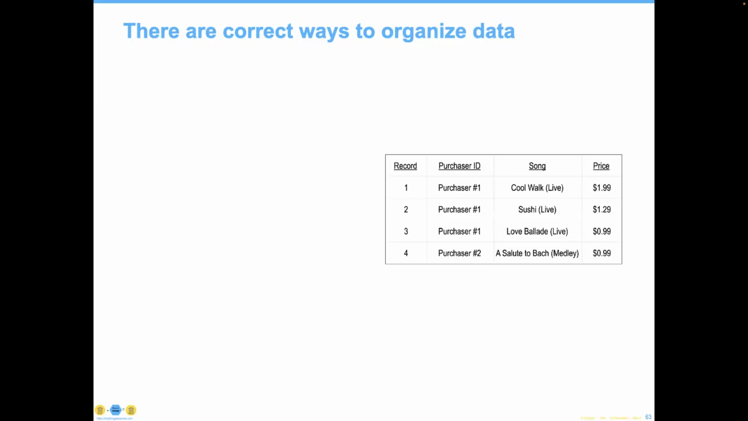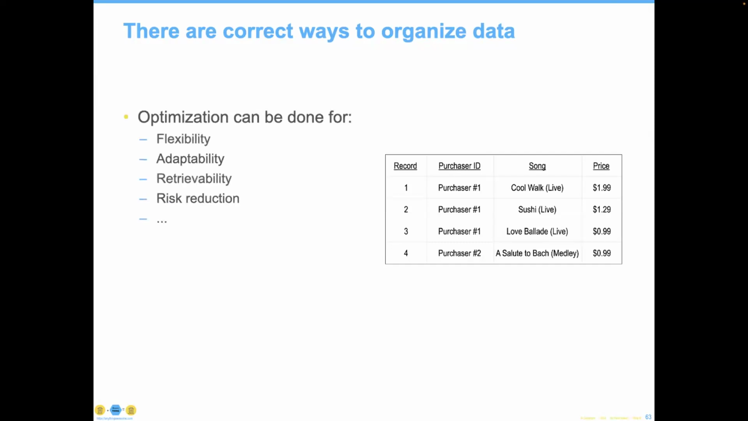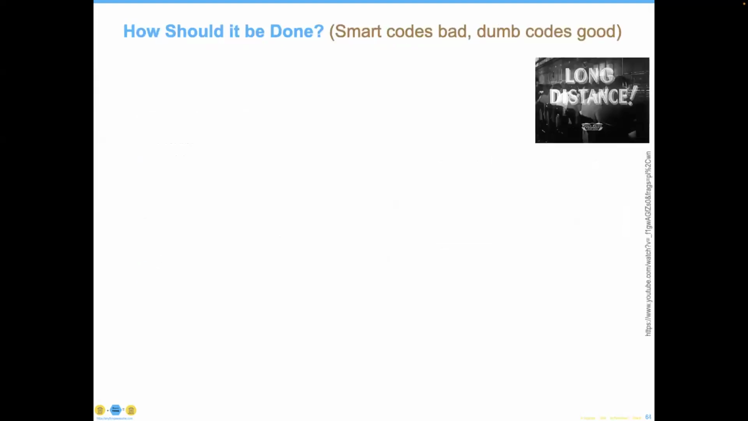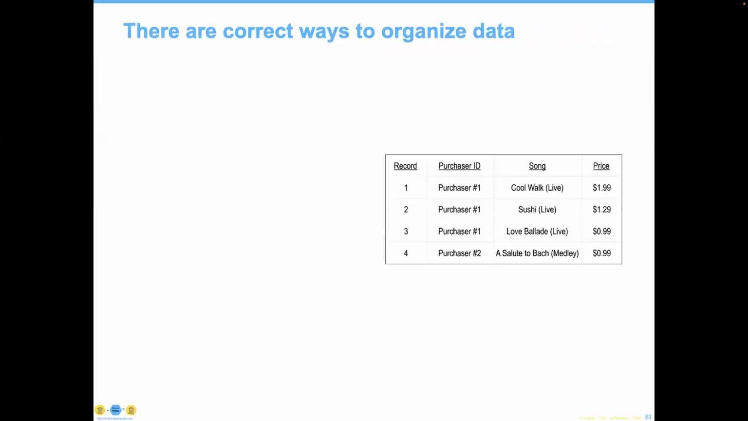So there are correct ways to organize data. They can optimize towards flexibility, adaptability, retrievability, and risk reduction. That technique means that you can include data integrity, that you have rules. I'll just give you a couple of them: smart codes good, dumb codes bad.